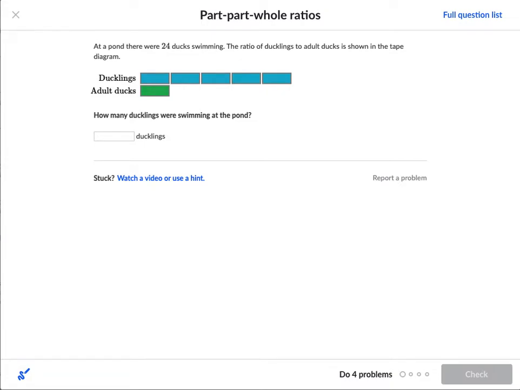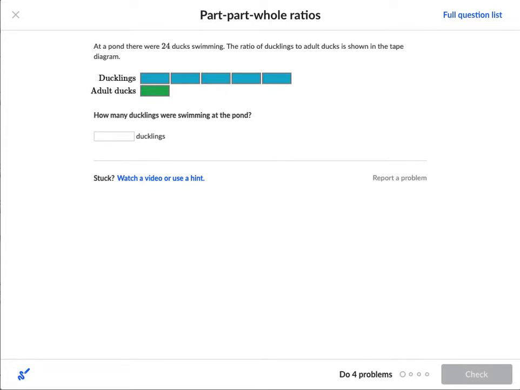Today we're going to be continuing our learning on ratios, and we're going to focus on tape diagrams of ratios. And so how do we take a tape diagram and use what we already know about ratio tables to help us solve problems? So let's look at the first question.